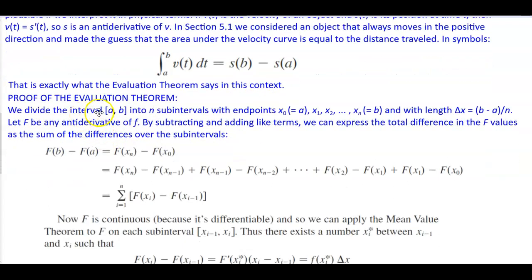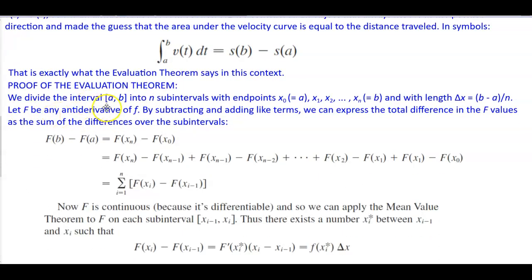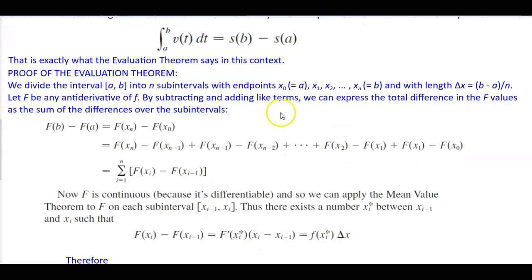Now, the proof of the evaluation theorem. We divide the closed interval from a to b into n subintervals with the endpoints going from x subscript 0, which is a, all the way to x subscript n, which is equal to b, and with the length delta x, which is equal to b minus a divided by n. So if we let capital F be any antiderivative of the function lowercase f, by subtracting and adding like terms, we can express the total difference in the F values as the sum of the differences over the subintervals.